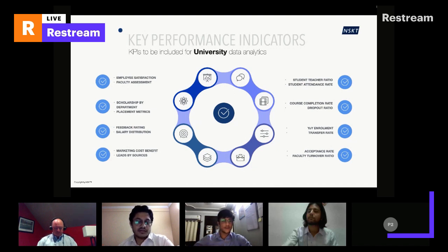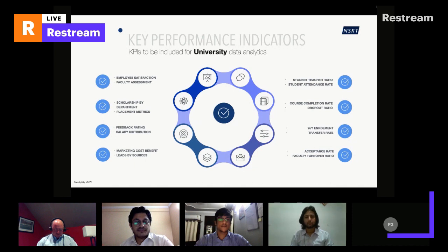The other KPIs include the scholarship by department or the placement metrics, right? Sometimes the university doesn't have data on how much placement they have done in the past 4 or 5 years. But with the use of data analytics, the universities can easily identify their past trends also, right?